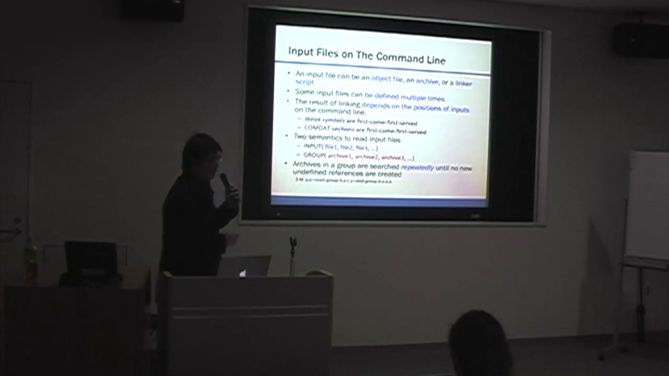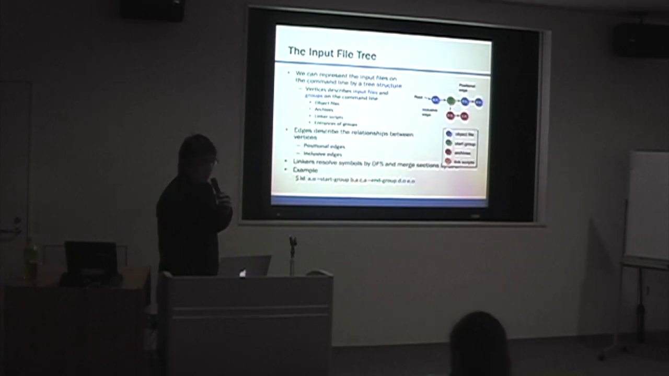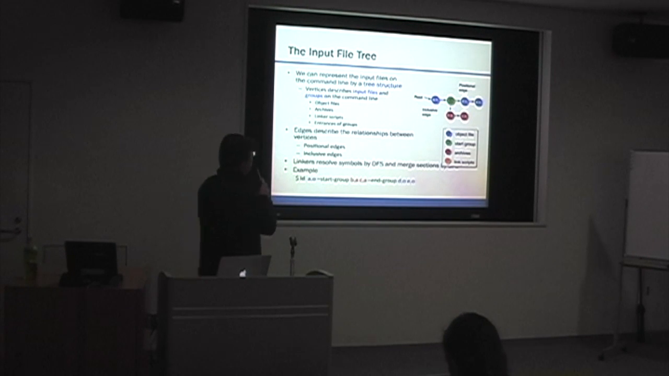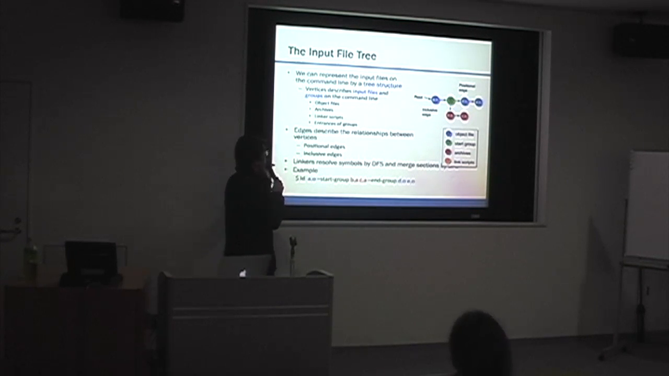Okay, so by this behavior, we know the command line actually has some kind of grammar and some kind of relative position, so it can be modeled as a language. In AsiaLink and both, we will model the command line as the input file tree. The input file tree is a tree where all the vertices are input files or groups, and the edges are relationships between two vertices.